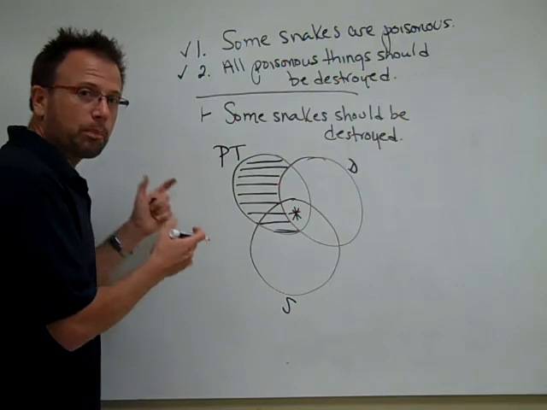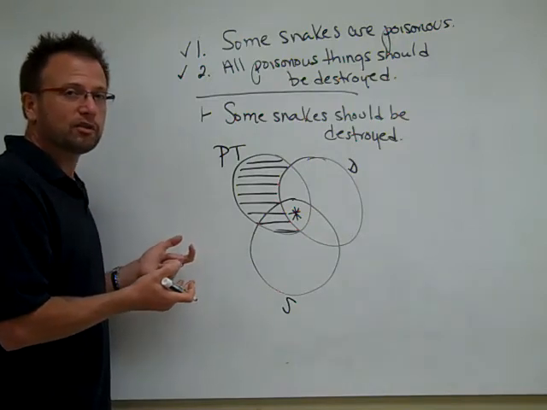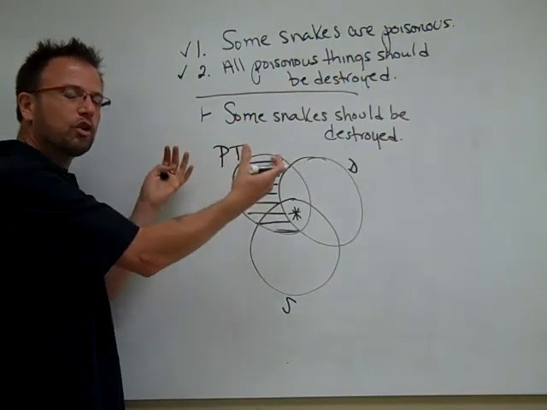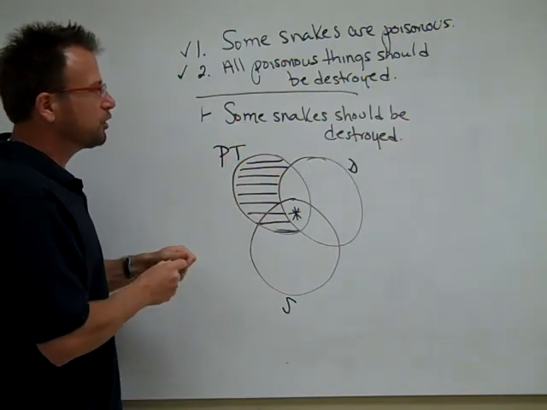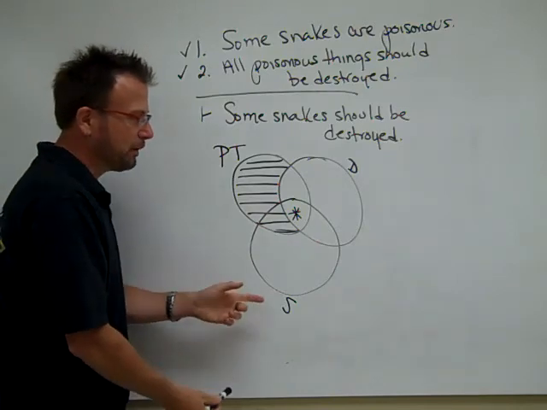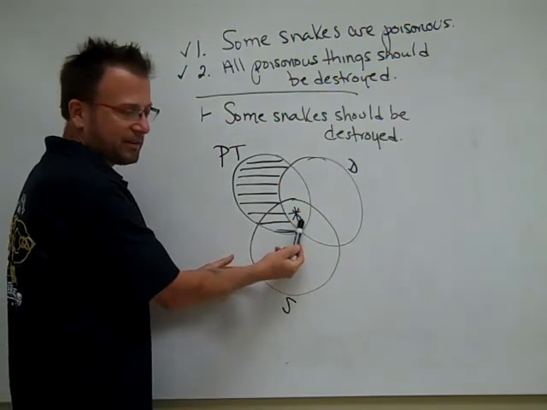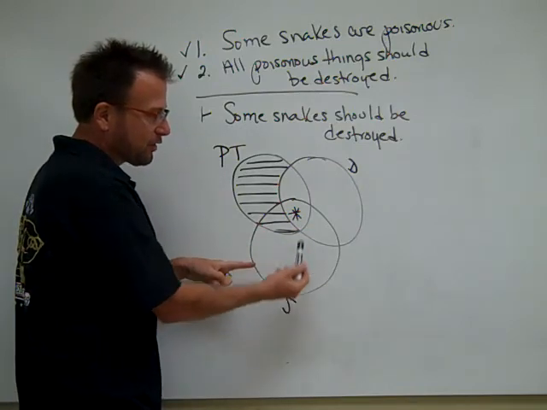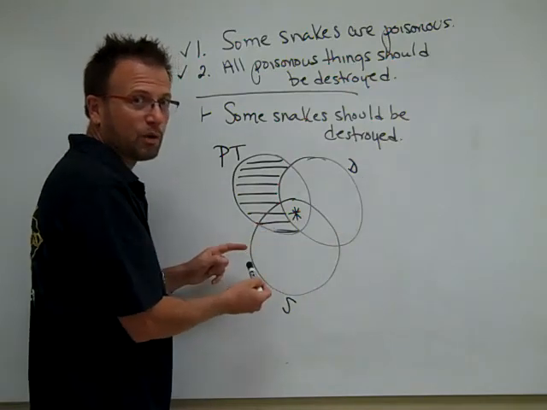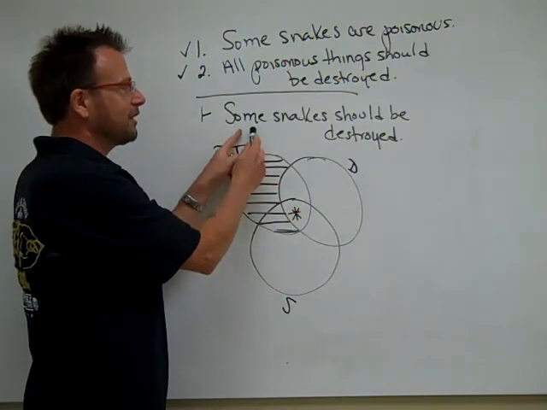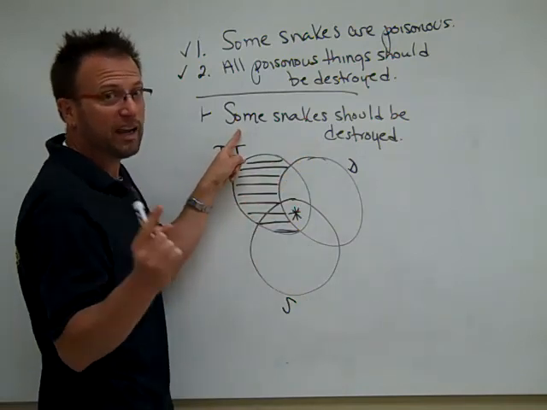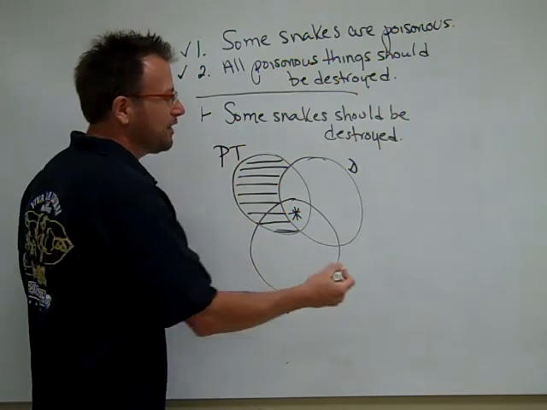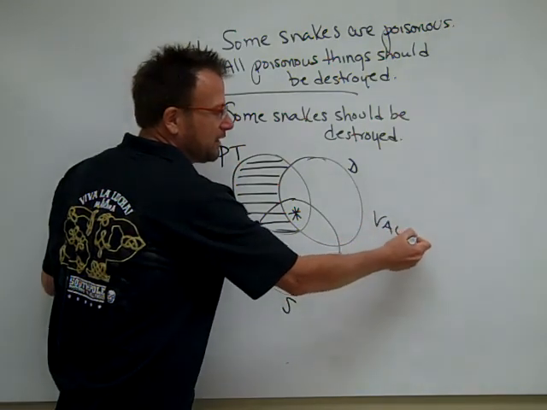Okay, now we've made our premises true. The question we ask ourselves again is, am I logically compelled to accept the truth of this statement, or could that be false? Well, the conclusion is some snakes are things that should be destroyed. Well, we know something is here. We know at least one thing is there. And that thing is in the snake circle, and it is also in the things to be destroyed circle. So we do know that some snakes should be destroyed. At least one snake should be destroyed, and it's this one. So this argument would indeed be valid.